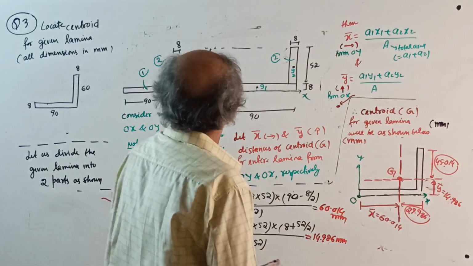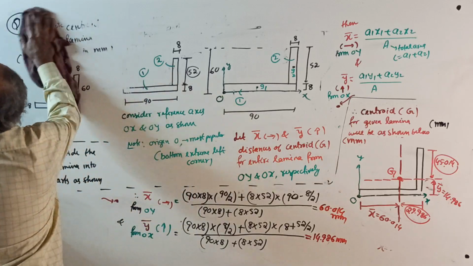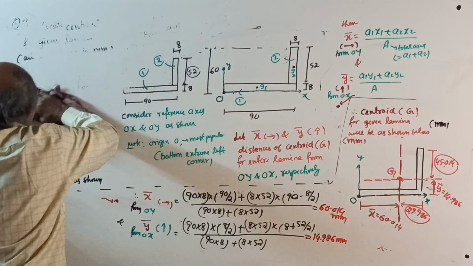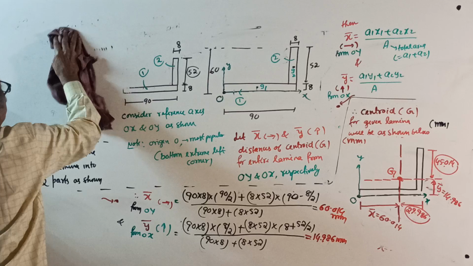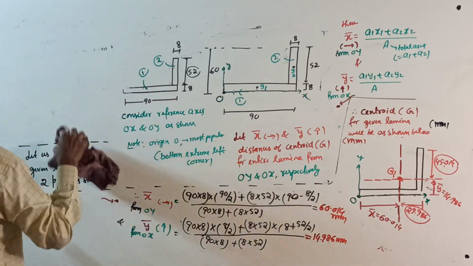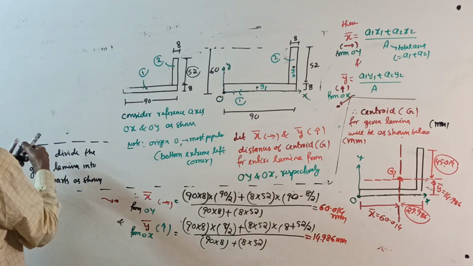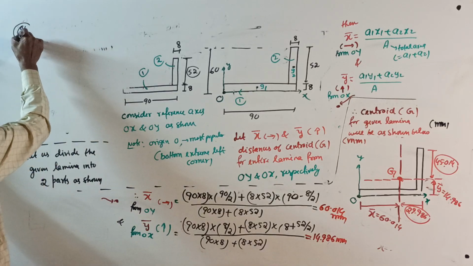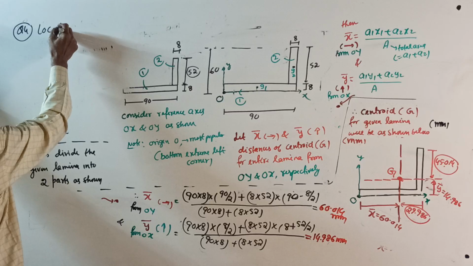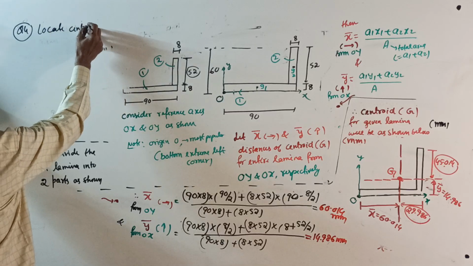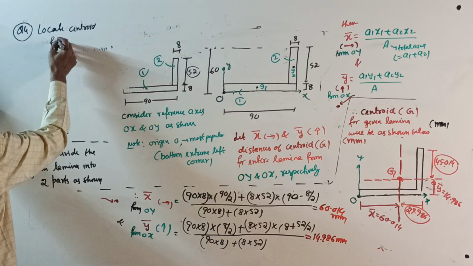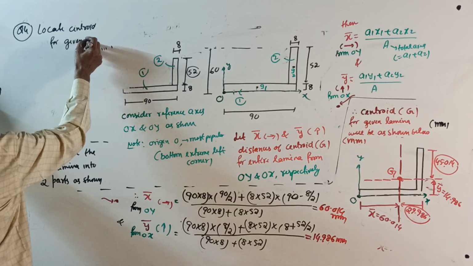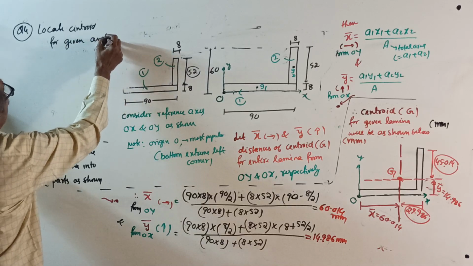Question 4. I removed the question. I should not have removed it. Okay, next question 4. Something interesting. Okay, not big interesting. Question 4: Locate the centroid for the given angle section.